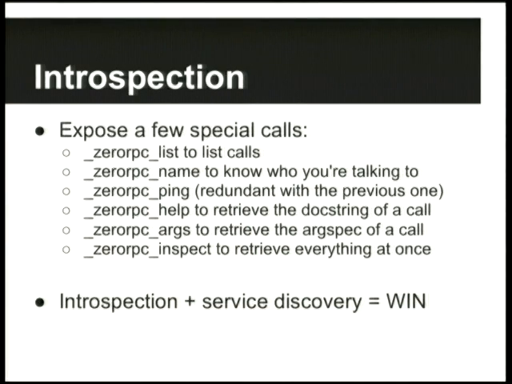Introspection. This was actually quite easy. When you expose something like the urllib module, as shown in the example in the beginning, we add a few extra functions, ZeroRPC list, name, help, args, that will peek inside the module and give you the list of functions and the arguments and docstrings of the functions.